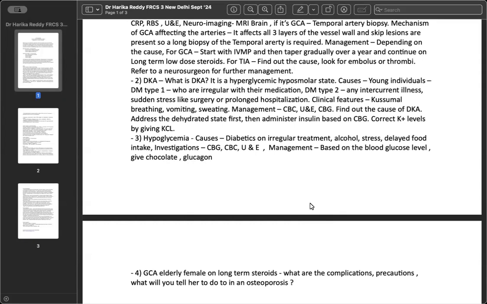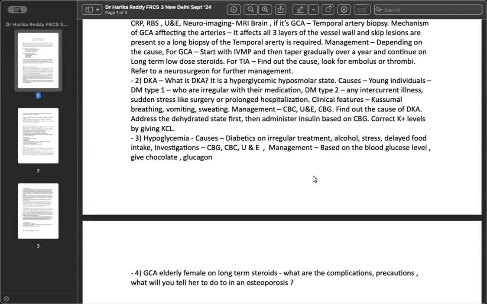So basically, there are two types of diabetic ketoacidosis. If it's an elderly patient, it's different, and if it's young, it's different. I told him if it's a young patient, they will have hypoglycemic hyposmolar, because they will be irregular. It is usually seen in type 1 diabetics who are irregular with their medication. However, in elderly patients, it can occur because of any intercurrent illness or sudden stress like surgery or hospitalization. Then he asked me, what are the clinical features? How did you come to this diagnosis?